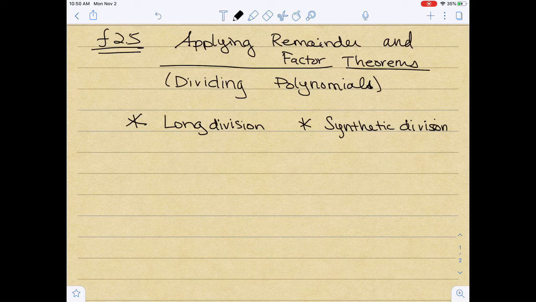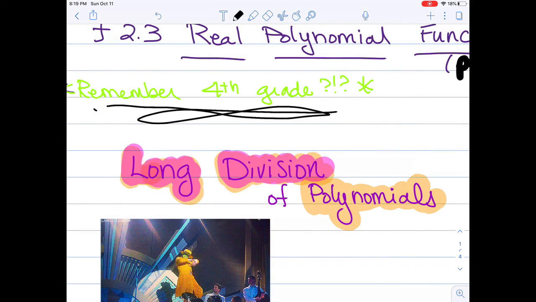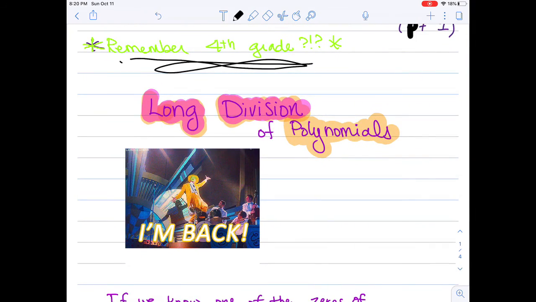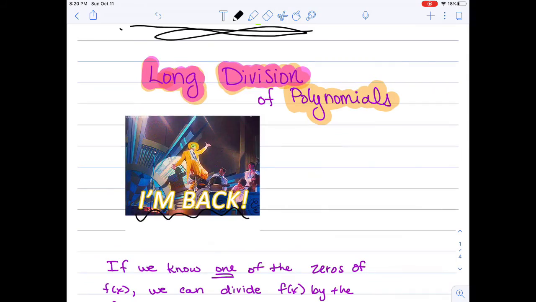and then we'll come back and add some more to our fourth grade when you learned long division and you thought, oh gosh, I hope I never have to use this again. But now we're going to be doing long division of polynomials, right? And long division's like, I'm back. Okay. So here's the deal.